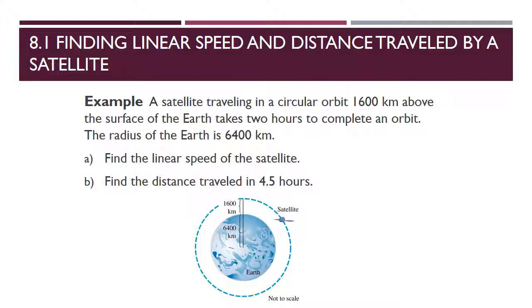Okay, here's another example. A satellite traveling in a circular orbit 1,600 kilometers above the surface of the Earth takes 2 hours to complete an orbit. The radius of the Earth is 6,400 kilometers. Find the linear speed of the satellite and find the distance traveled in 4.5 hours. Pause the recording, give this a try, and then resume to check your answer.